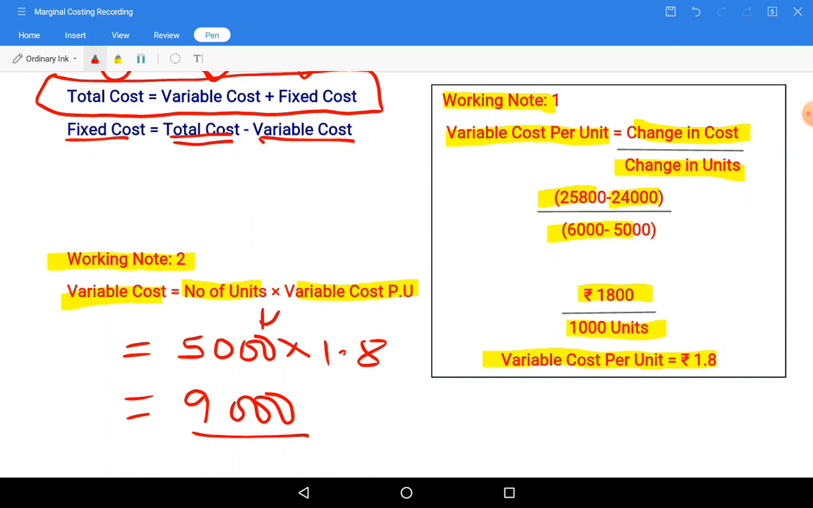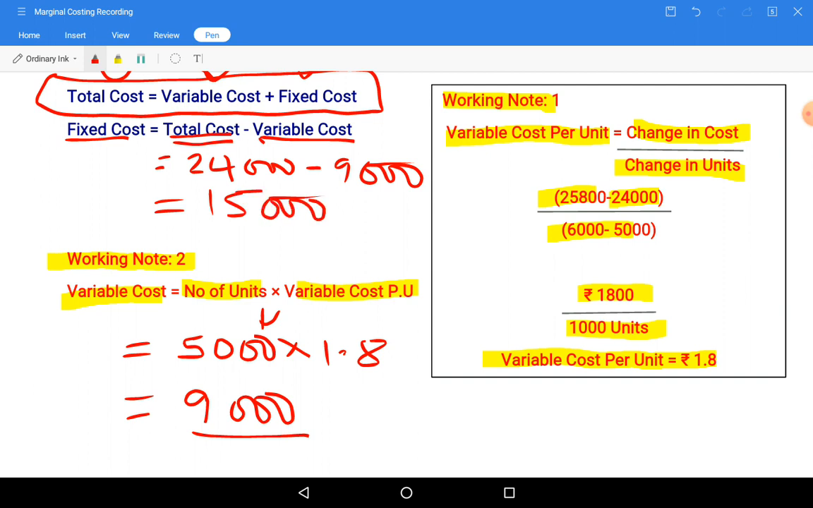So out of my total cost, what is my total cost at 5,000 units? At 5,000 units, my total cost is 24,000. Out of this 24,000, 9,000 is variable cost. So from 24,000, if I deduct 9,000, my fixed cost will be 15,000.